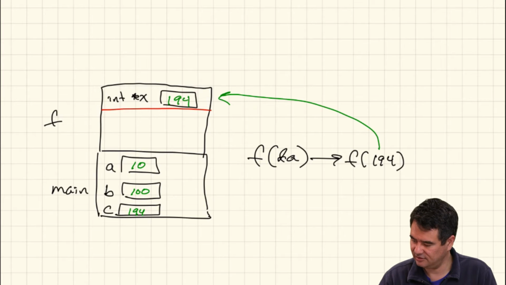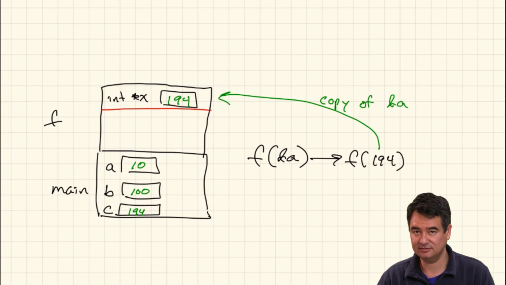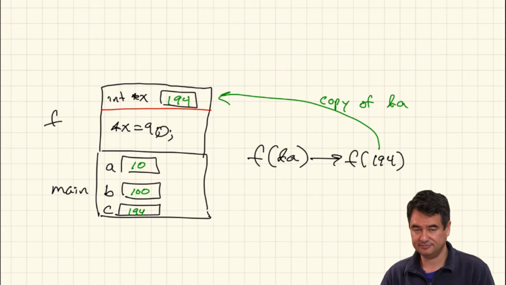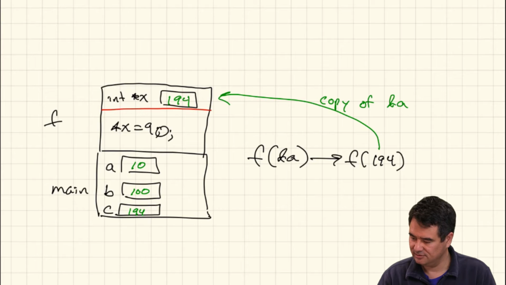Okay? And again, this is a copy of the address of A. So before it was a copy of A, and now it's a copy of the address of A. So this 194 is the number that goes up into here. And then inside f, I say star x equals 90. And that tells it, okay, go to the thing that x is pointing to. So it reaches down and goes into memory location 194, and it stores the number 90 there.